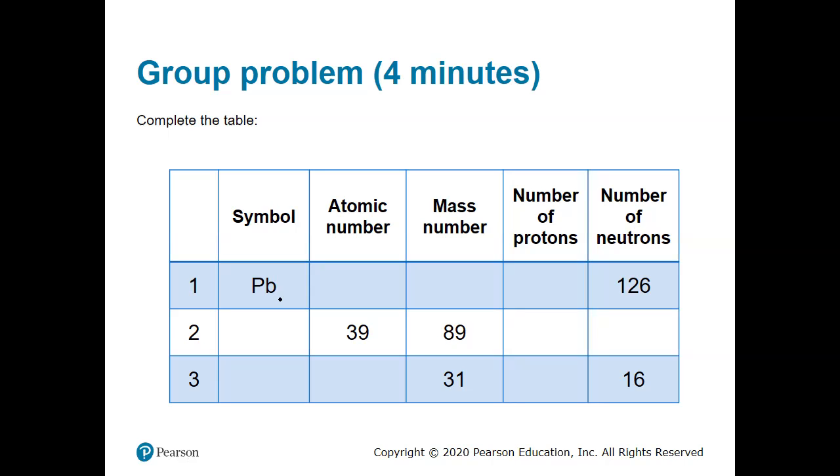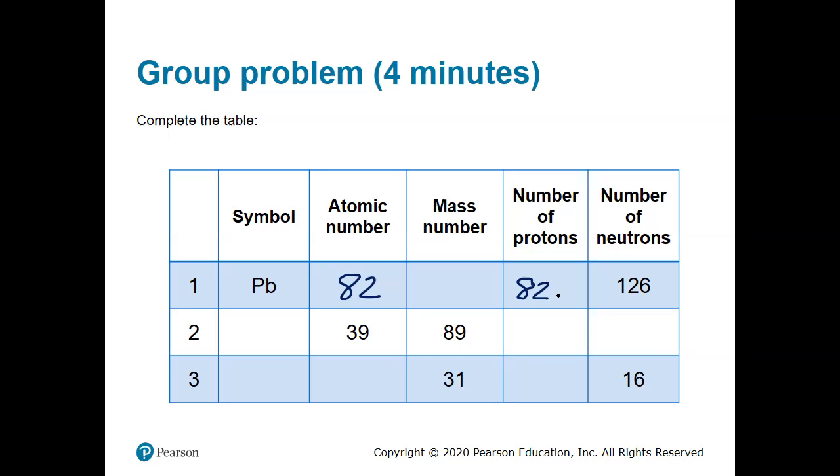Since we know its identity, we should know 2 things about it already. Go to the periodic table. What is the atomic number for lead, Pb? It's 82. That means that the atomic number is 82. That also means that the number of protons is 82.